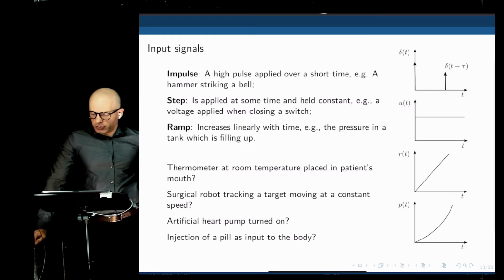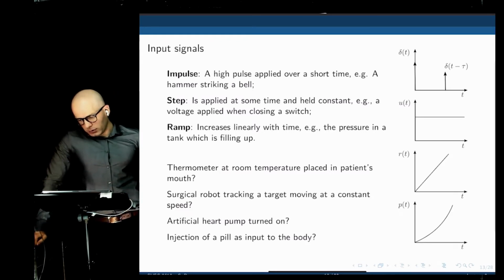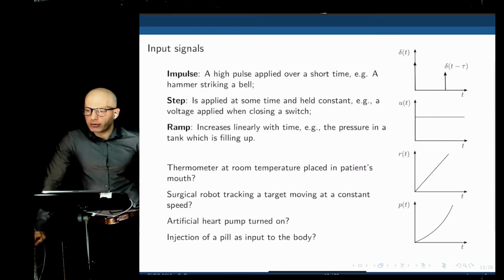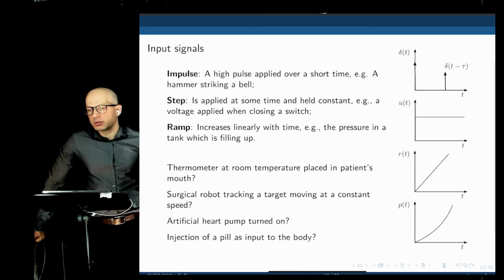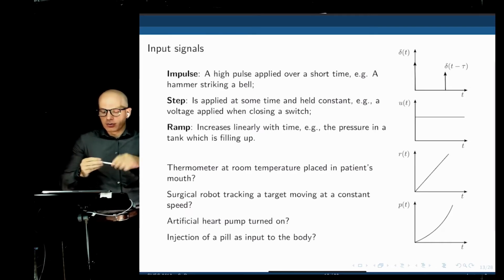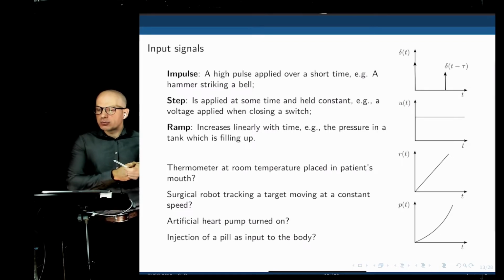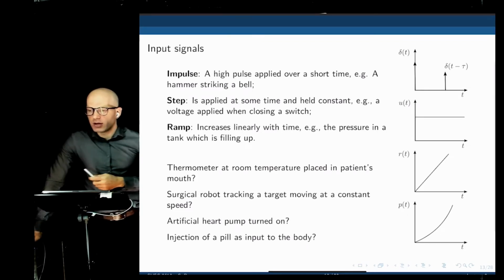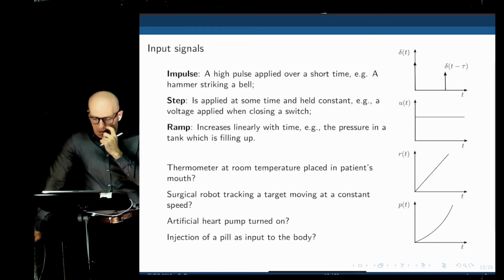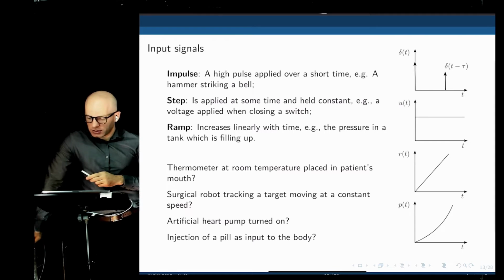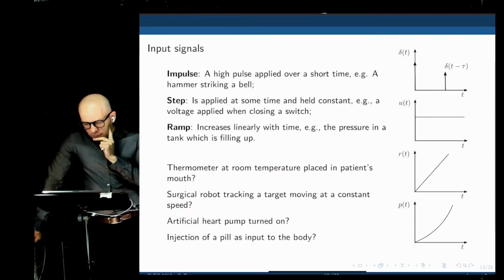Here I have other examples. Let's, for example, consider a thermometer at room temperature placed in a patient's mouth. What kind of input would that be from the thermometer's perspective? We take the thermometer, the temperature will change. The temperature is the output. We are taking the thermometer and putting that in the patient's mouth. What kind of input are we giving to the thermometer? Step. A step. Very good. A step function.